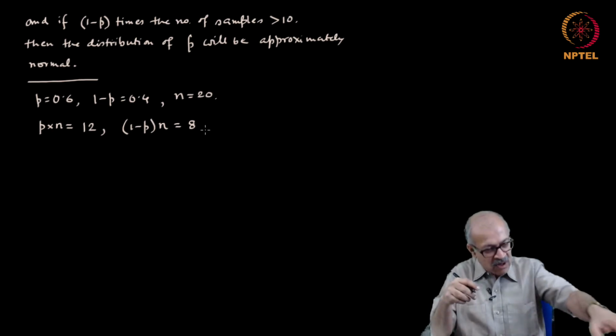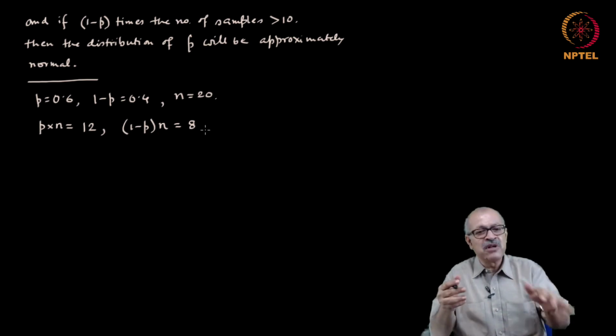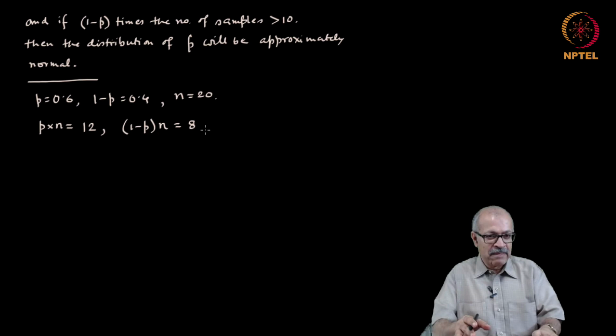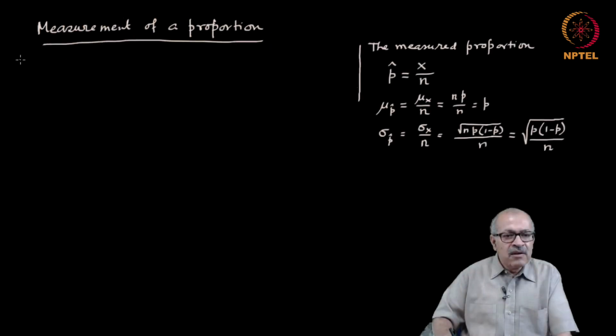So, if you keep on drawing samples of 20s and expect P hat to be distributed in normal distribution, that will not work. You have to take more than 20 samples, okay? Then only the normal distribution will work. Before we end, let us quickly do an example.